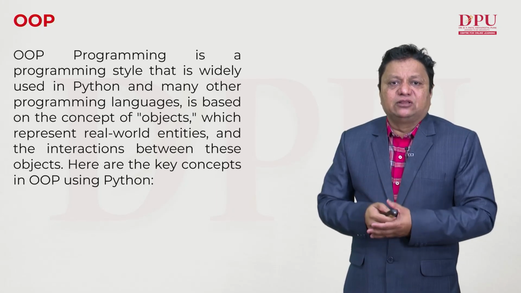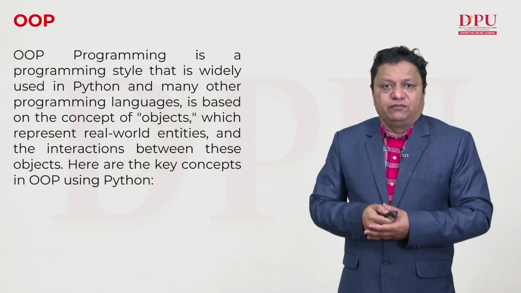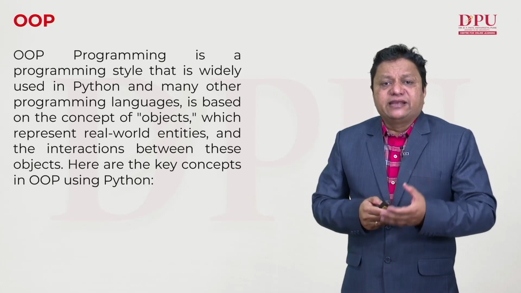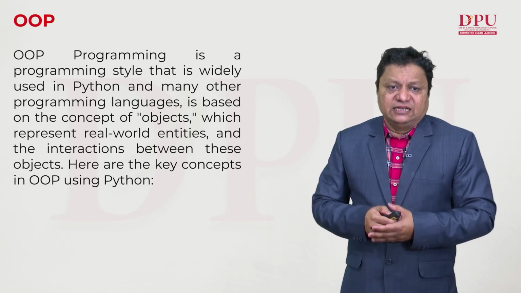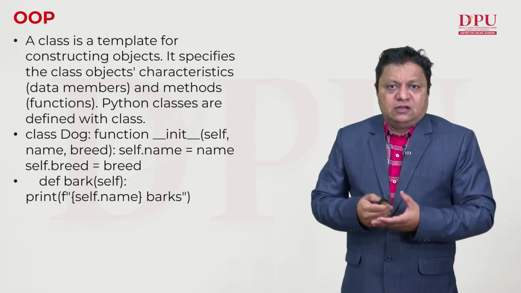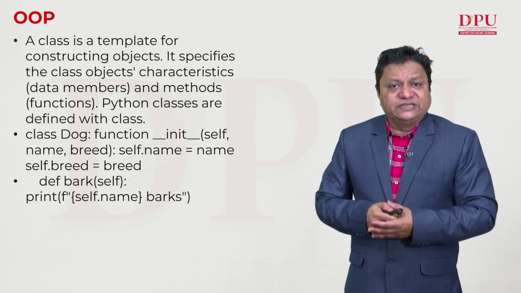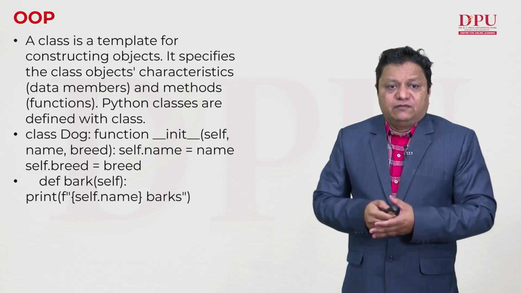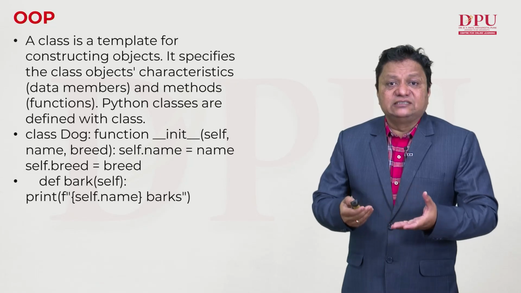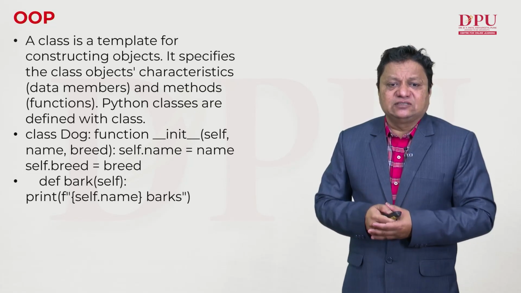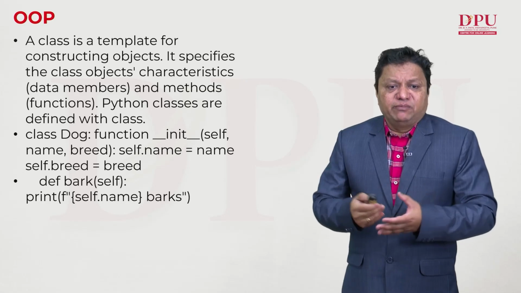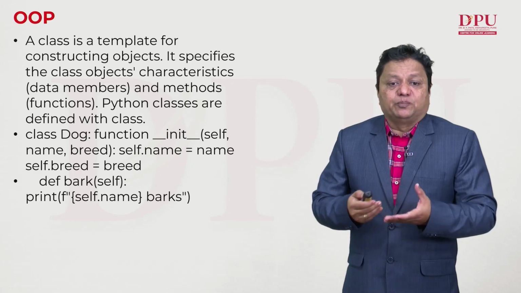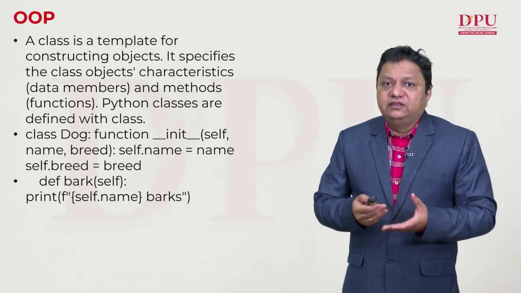Even in Python we are using the concepts of OOPS, like inheritance, encapsulation, objects and classes as well. The first concept of OOPS is a class, and a class is a template, a design for constructing the object, a class is a blueprint. It specifies the class objects' characteristics, what are the data members and what are the functions that make up a class. Python classes are defined with the class keyword.